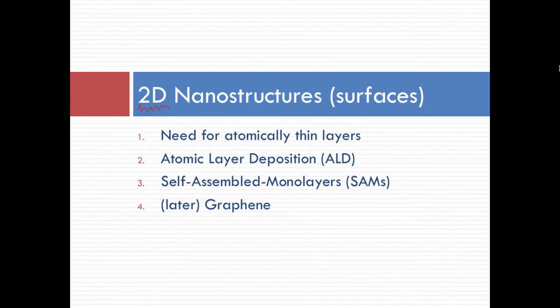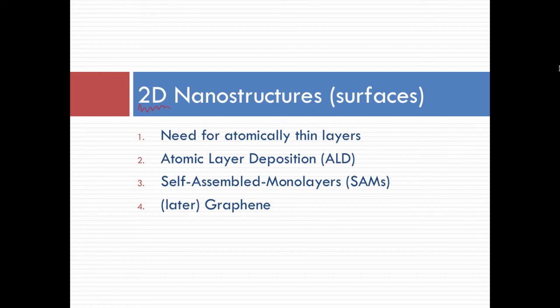Hello friend, this is Mike Ascuti again, and in this video I'd like to focus on two-dimensional nanostructures. These are basically very thin layers that are atomically thick in one dimension, and usually, at least in the first set of nanostructures we'll look at, they're surfaces.